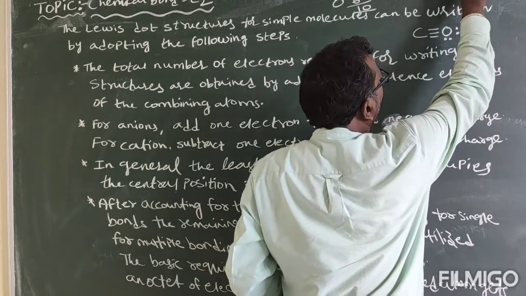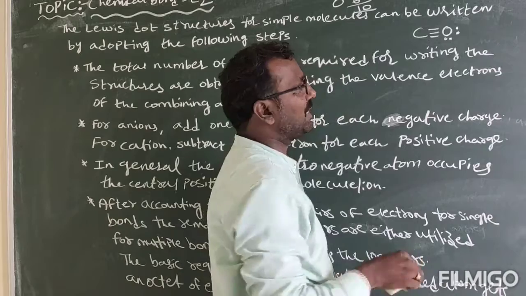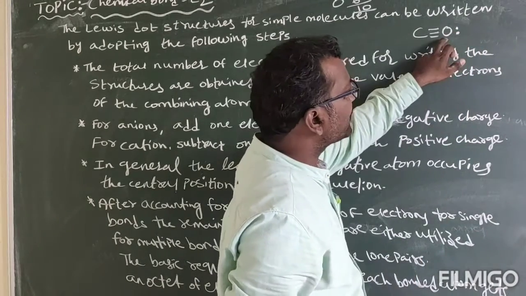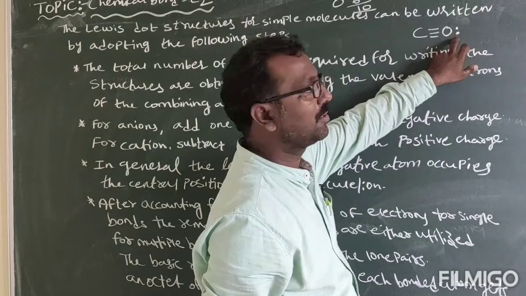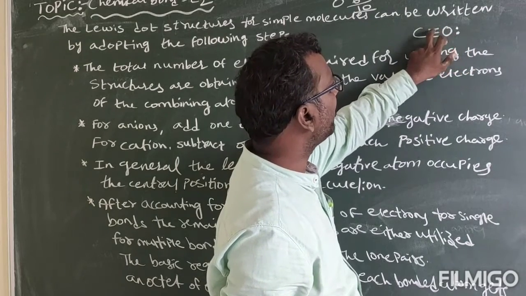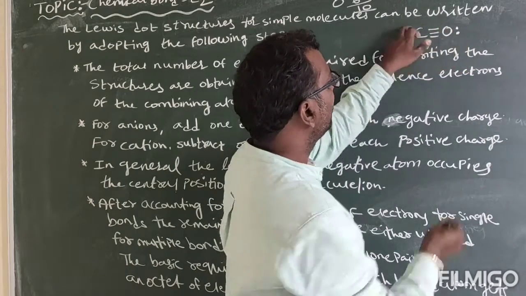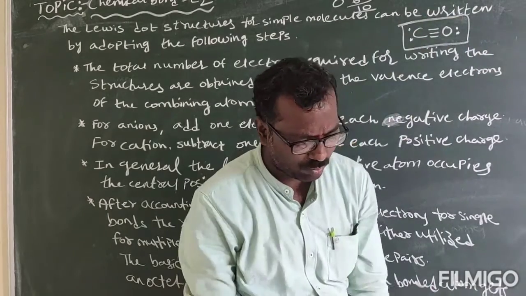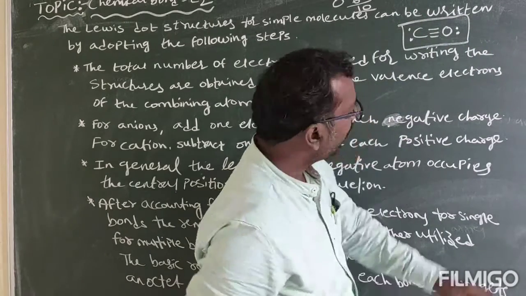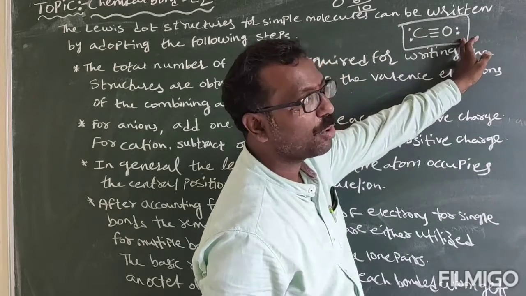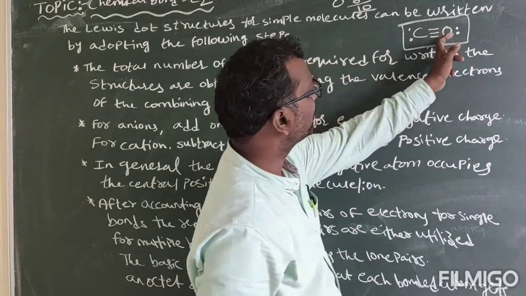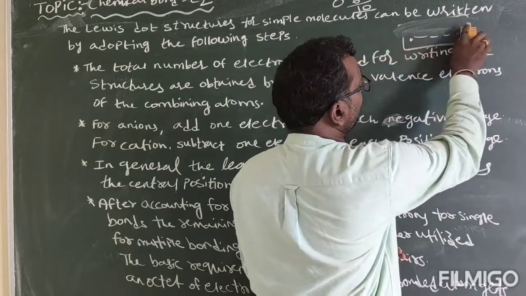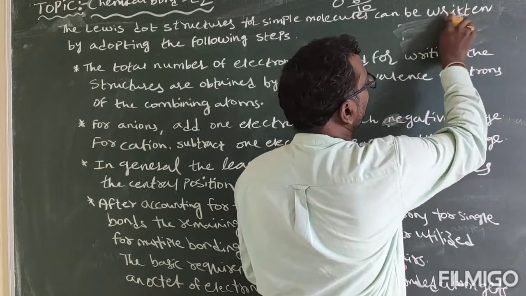We have to remove one bond and one oxygen lone pair. Why? At any cost, oxygen should have only 8 electrons. So 1, 2, 3, 4, 5, 6, 7, 8. So this is the final structure of the carbon monoxide molecule. What is the final structure of the carbon monoxide molecule? This is it. Once again I am saying to you, if you have a little bit of confusion, it will be avoided now.